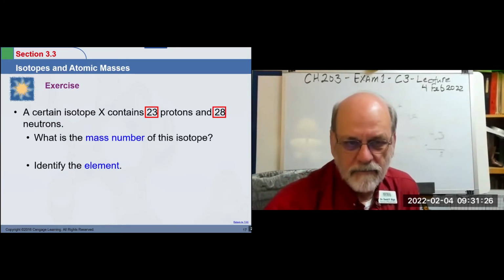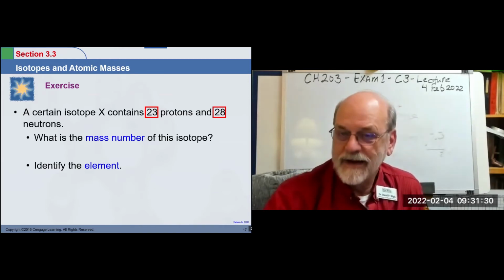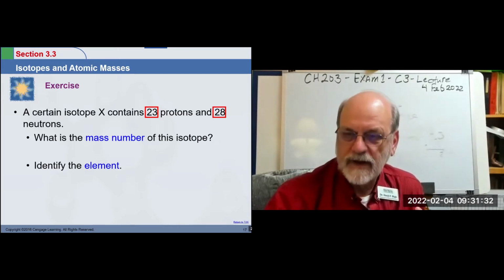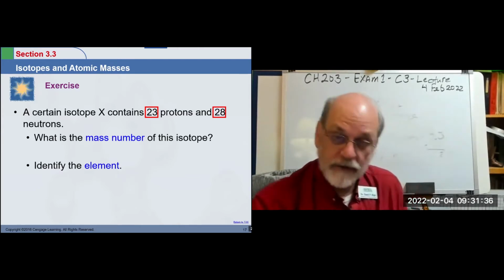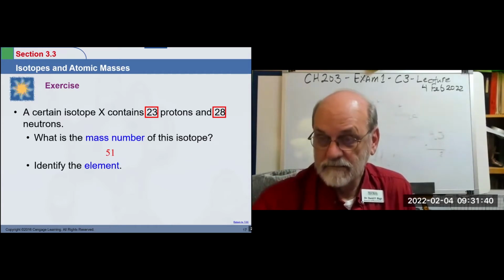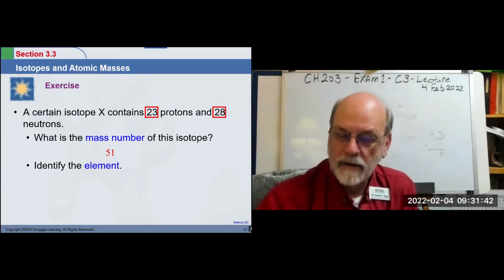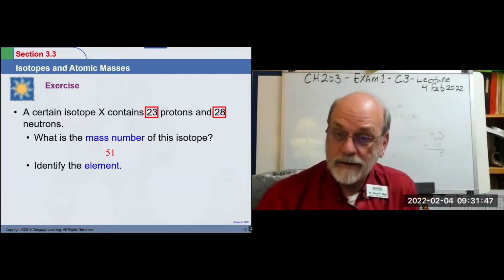So a certain isotope X has 23 protons and 28 neutrons. What's the mass number? Well, 23 plus 28 is 51. Okay, we know that. That's easy. What's the element? Well, you need your periodic table now.